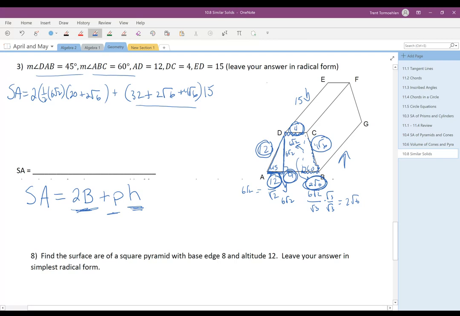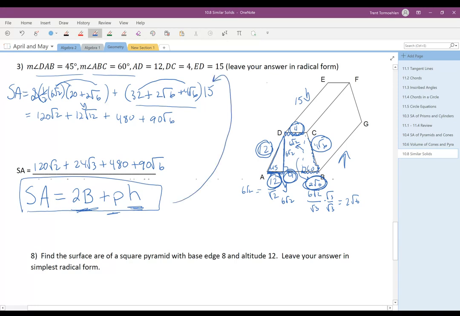Now we go through and multiply all this out. 2 times 1/2 is just 1. And so we get 6 root 2 times 20 is 120 root 2. 6 root 2 times 2 root 6 is going to give us 12 root 12. We're going to have to simplify that. We'll come back and do that in a second. 32 times 15 is going to give us 480. And then 6 root 6 times 15 is going to give us 90 root 6. The only simplification we have left to do is changing that to 24 root 3. And so our final answer turns out to be 120 root 2 plus 24 root 3 plus 480 plus 90 root 6. The key is understanding the formula, knowing what it is, figuring out what do you know, and then what things did you need to find out using the geometry we've learned throughout the year.